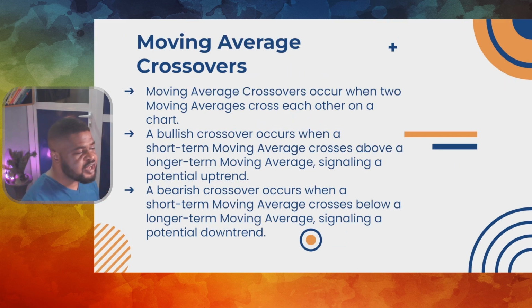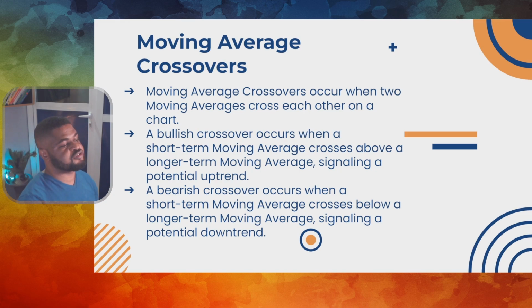Then moving average crossovers. This is very essential, and of course it's a popular kind of implementation of moving averages by most traders, I would say. So, moving average crossovers. A moving average crossover occurs when two moving averages cross each other on a chart.